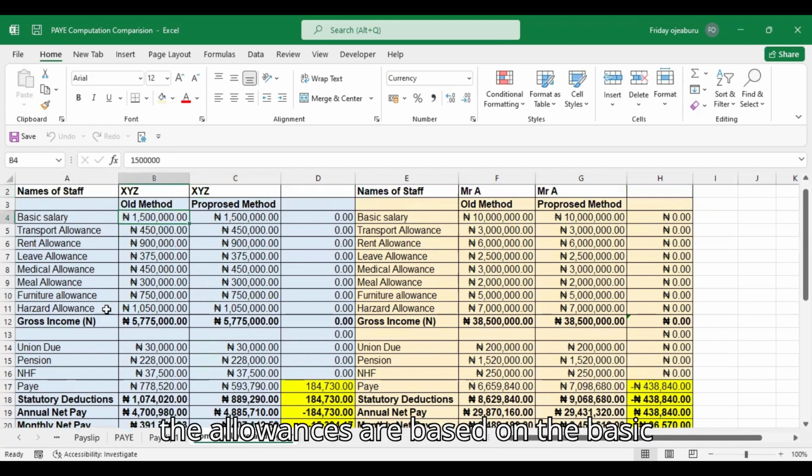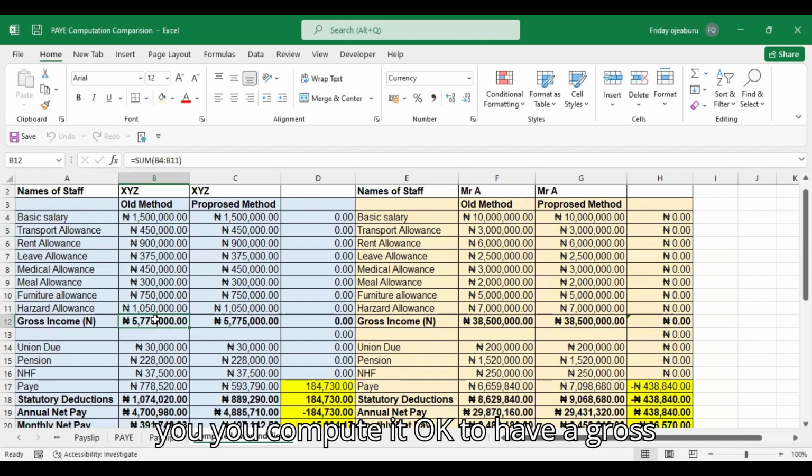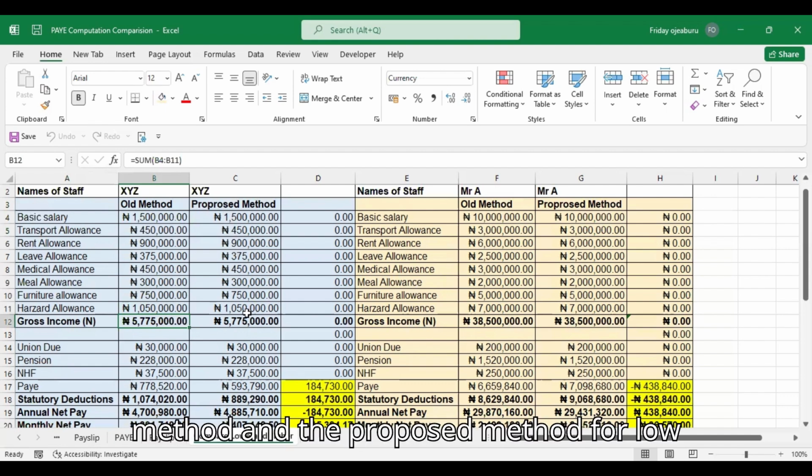Of course, all the allowances are based on the basic salary, a percentage based on the basic salary. Okay, you take the percentage. If you look at my previous video, you see a percentage. If you put to get the transport, if it's 20% or 30%, you compute it, okay, to have a gross income. Now, if you do that, you see that the gross income for the old method and the proposed method for low income earner are the same.